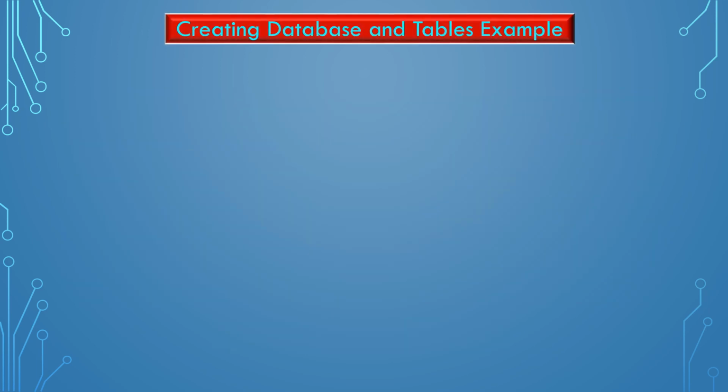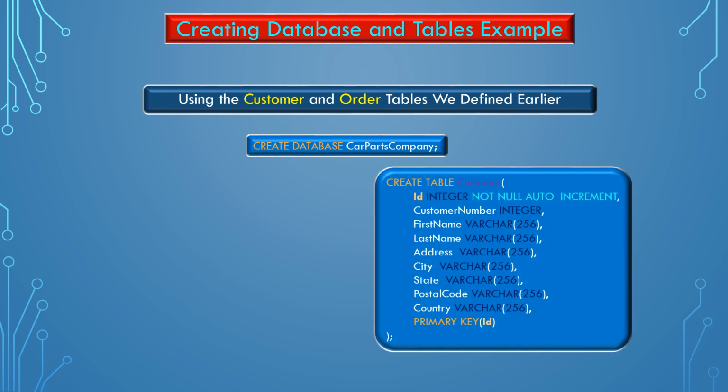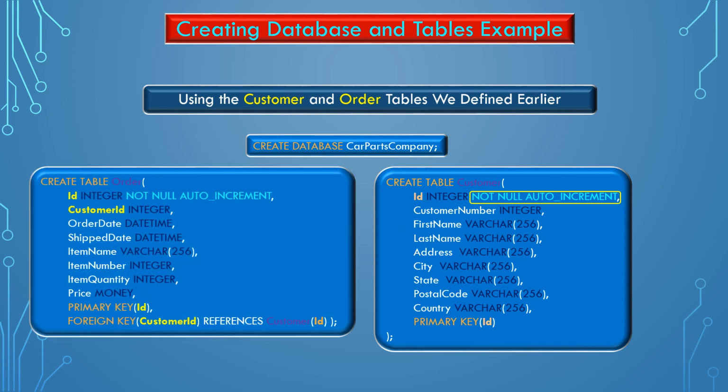Let's take a look at an example for creating a database and its associated tables. In this example, we will use the customer and order tables we defined earlier in the Entity Relationship Diagram. First, we will create a database named Car Parts Company. Then we will create the customer table and assign the ID column as a primary key and include not null and AutoIncrement for this column. Then we will create the order table and assign the ID column as a primary key and assign the customer ID column as a foreign key, which references the ID column of the customer table.